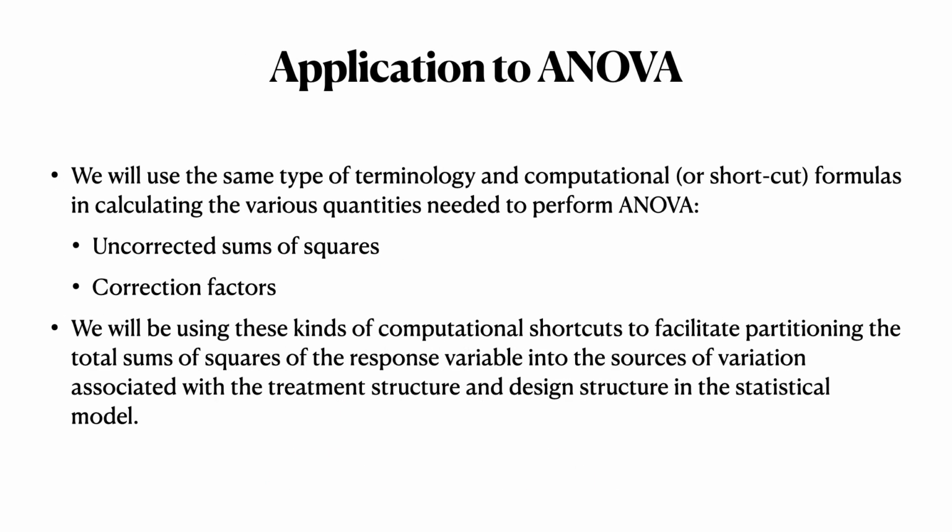So now we can apply this to ANOVA. We're going to use the same type of terminology and computational or shortcut formulas in calculating the various quantities needed to perform the ANOVA. This consists of the uncorrected sums of squares and then correction factors. And we're going to be using these kinds of computational shortcuts to facilitate partitioning the total sums of squares of the response variable into the sources of variation associated with the treatment structure and the design structure in the statistical model.